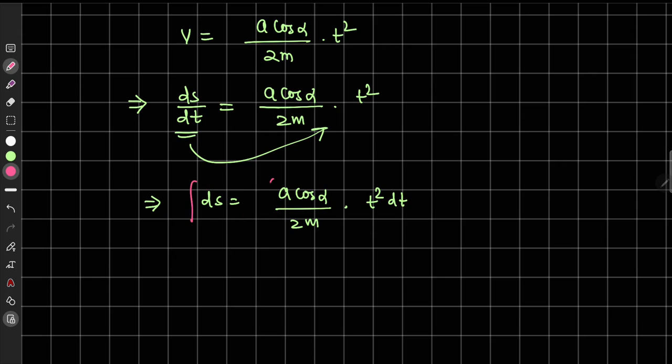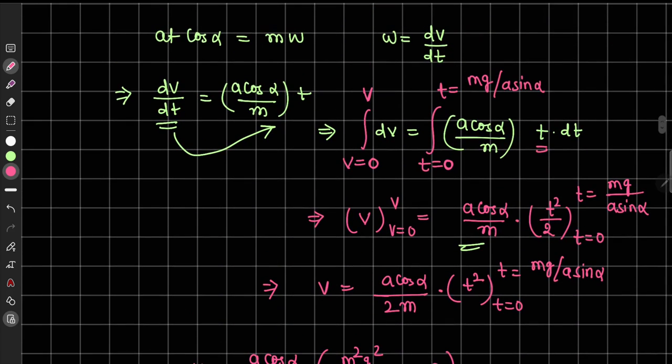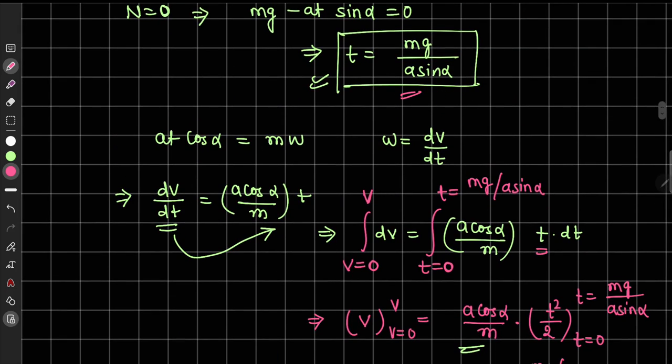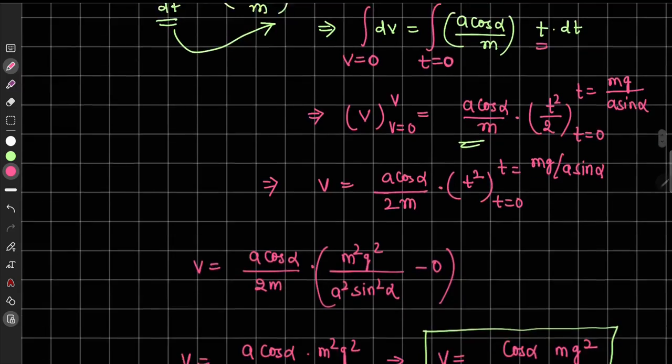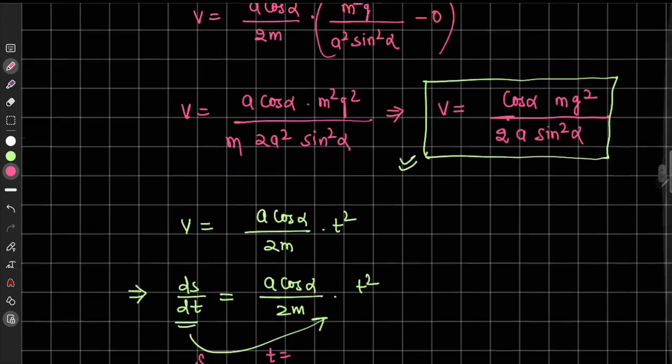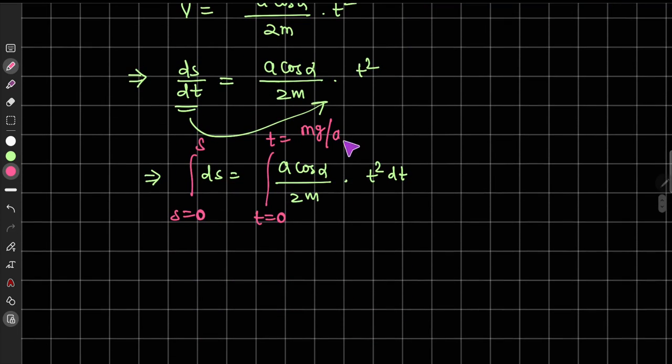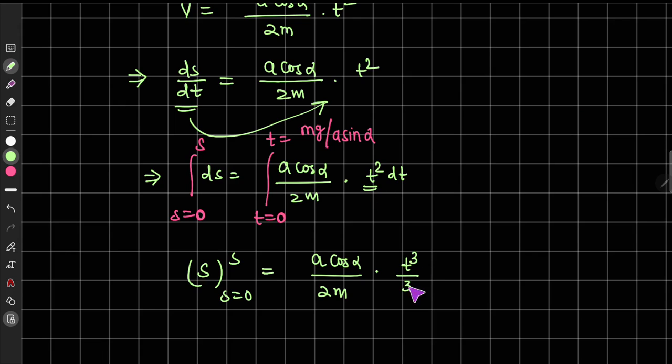Let us integrate both the sides from s equal to 0 at the time moment t equal to 0 to s at the time moment t equal to mg upon a sin alpha, where it is breaking off from the plane. The integration of 1 is s, from s equal to 0 to s, that is equal to a cos alpha divided by 2m, and the integration of t square is t cube by 3 from t equal to 0 to t equal to mg divided by a sin alpha.